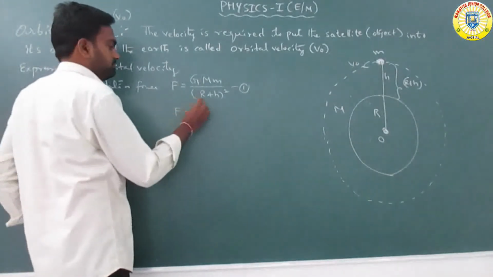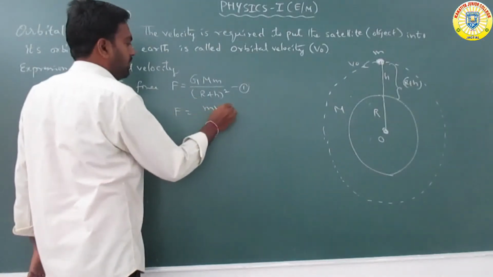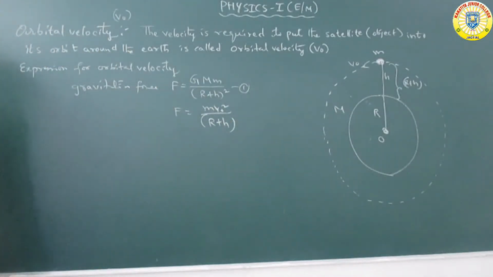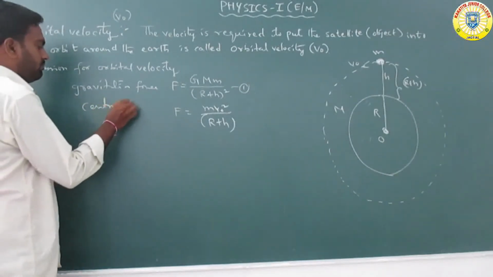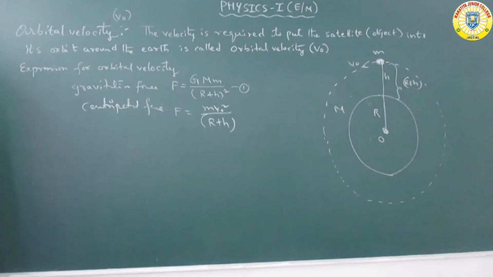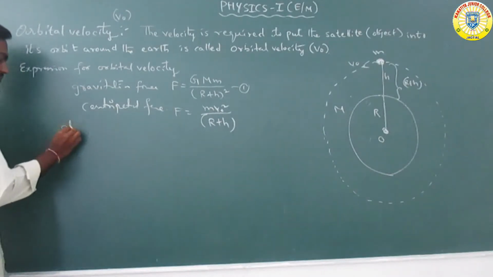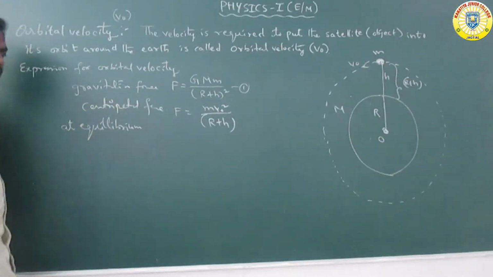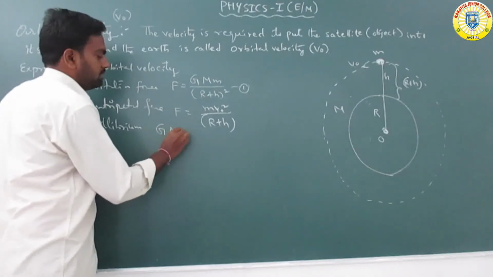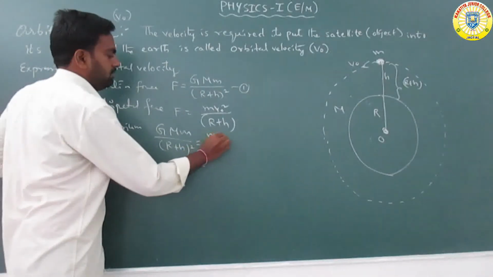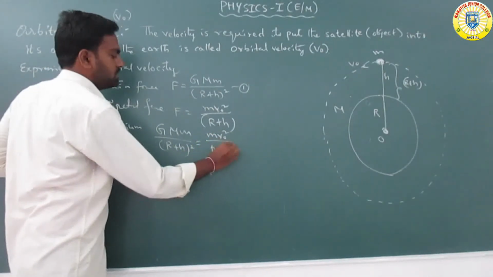F is equal to m v naught square by (r plus h). m v naught square by (r plus h), that is called the centripetal force. So these two forces are equal, at equilibrium. At equilibrium, G capital M small m by (R plus H) whole square is equal to m v naught square by (R plus H).